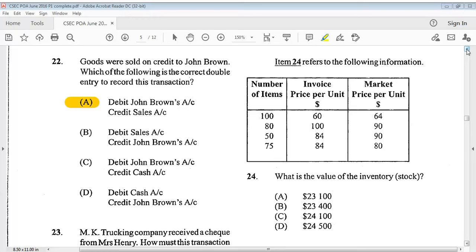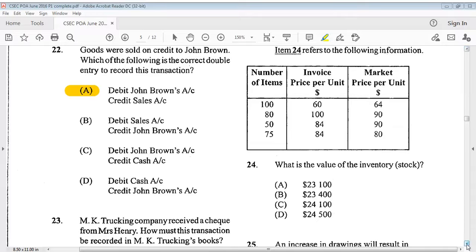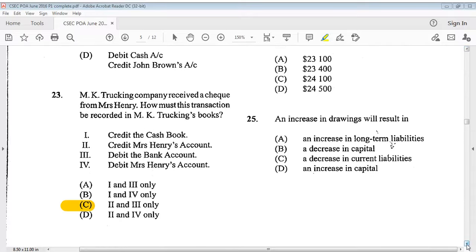I can give you a clue. The answer is between B or C. Let's give you those 2 options. The answer is there. So I want you to work it out and tell me, and I'll let you know if you're correct in the comment section. Let me know down there. An increase in drawings will result in, so we know that will result in B, a decrease in capital.